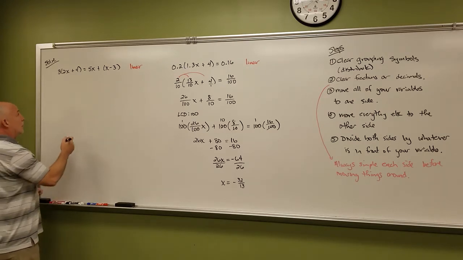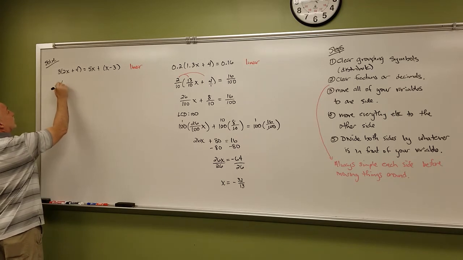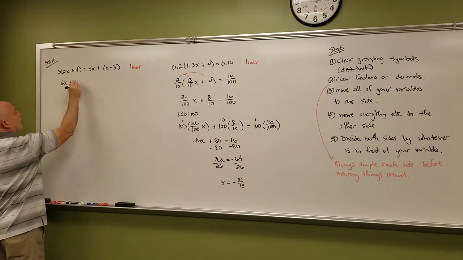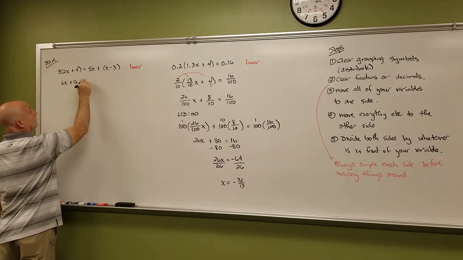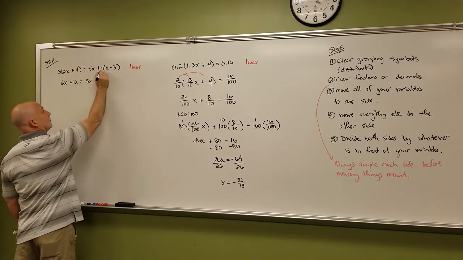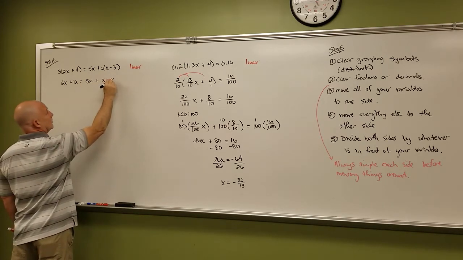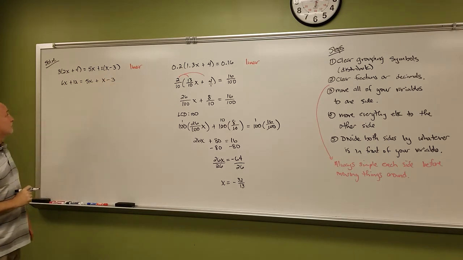Step 1 says clear the grouping symbols by distributing. So if I distribute the 2, I'm going to get 6x plus 12. Here I have parentheses. Now what do I distribute here? Well, remember, if you don't see something, there's an understood 1 there, so we just distribute that 1, so that just gives me x minus 3.